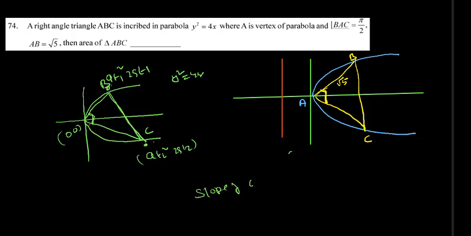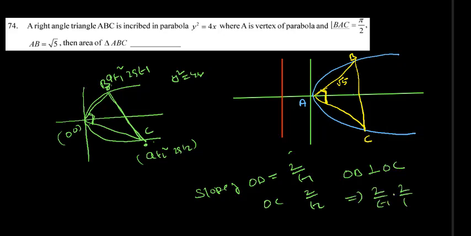Okay, the slope of OB is 2 by t1. Obviously, the slope of OC is 2 by t2. So OB is perpendicular to OC, which means the product of their slopes is equal to -1. That is, 2 by t1 into 2 by t2 equals -1. From that, I can say t1 into t2 equals -4.